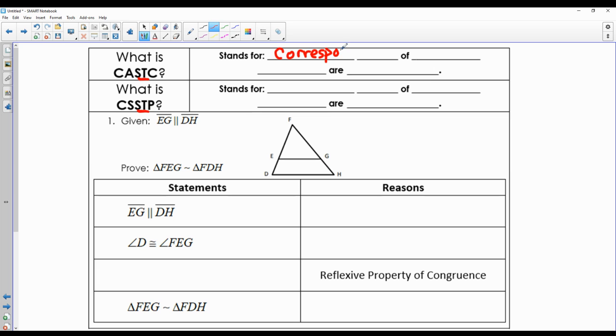Let me write smaller. Corresponding angles is what our A starts with. So angles of similar triangles are congruent. Okay, so that's what this stands for. Corresponding angles of similar triangles are congruent.